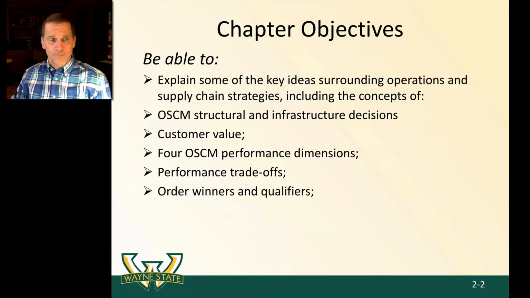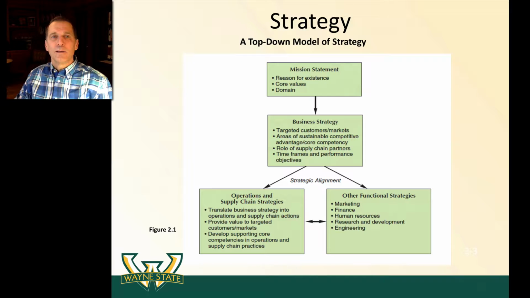We'll look at the 4 OSCM performance dimensions that are commonly considered in the strategy area. And we'll look at the trade-offs of those dimensions, and that as we make decisions, we have to realize that we can't do everything, and that when we choose to commit to one or two of the performance dimensions, we're also choosing probably to neglect others. And last, we'll look at the concept of order winners and qualifiers and understand that.